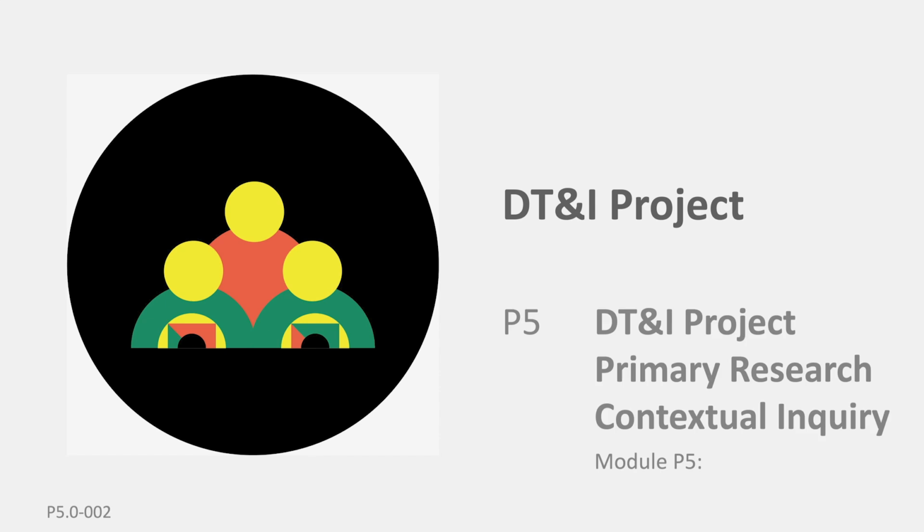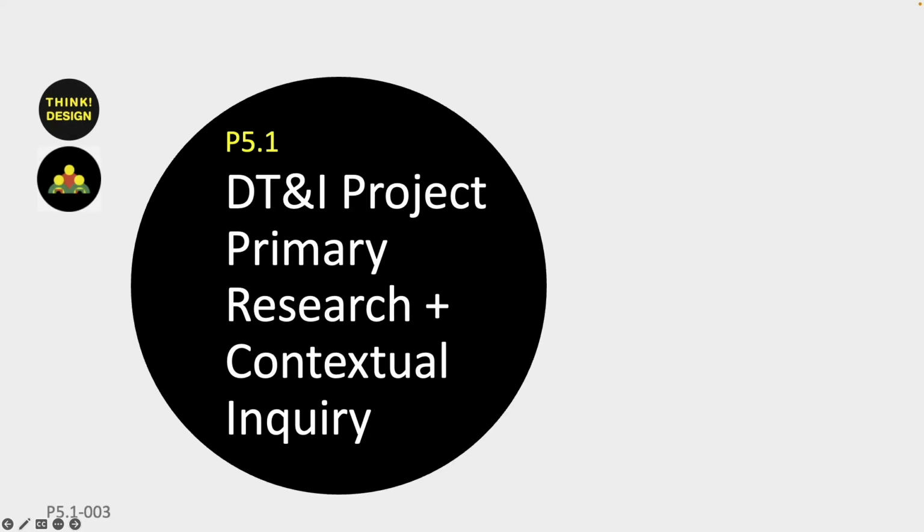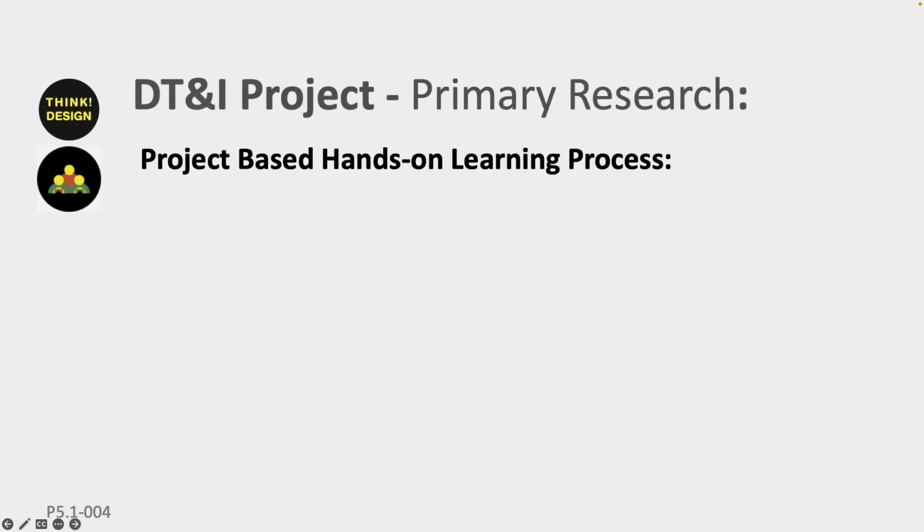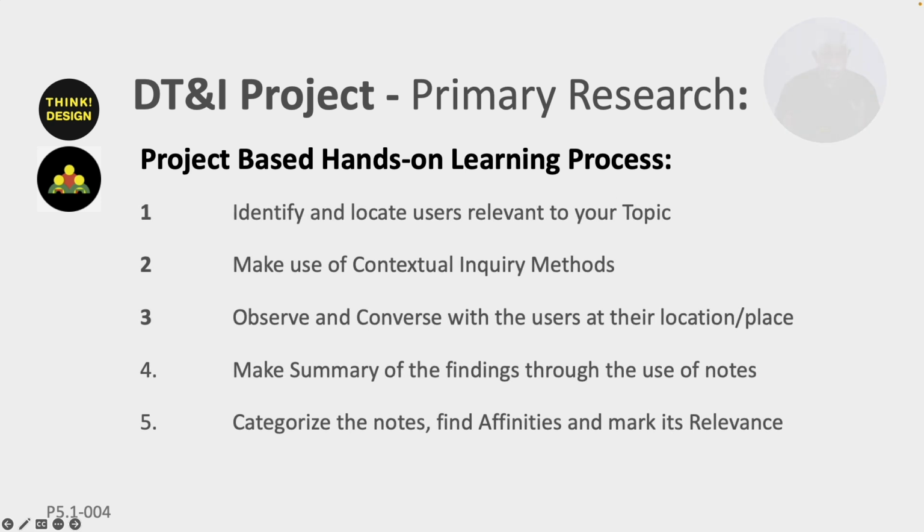We just learnt how to make use of the tool Contextual Inquiry in Primary Research. We will explore how to apply it in your project. So, these are the steps. First, you need to locate and identify the users pertinent to your topic.